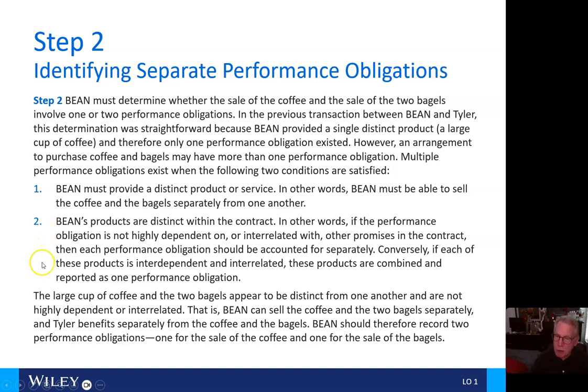Conversely, if each of these products is interdependent and interrelated, then these products are combined and reported as one single performance obligation. Okay, the large cup of coffee and the 2 bagels appear to be distinct from one another and are not highly dependent or interrelated. That is, Bean can sell the coffee and the 2 bagels separately, and Tyler benefits separately from the coffee and the bagels. Bean should therefore record 2 performance obligations, 1 for the sale of the coffee and 1 for the sale of the bagels.